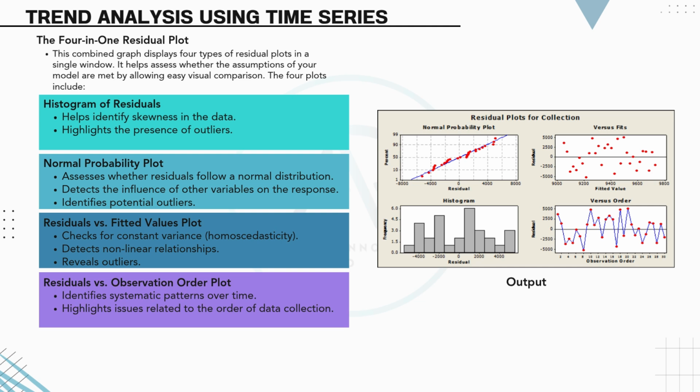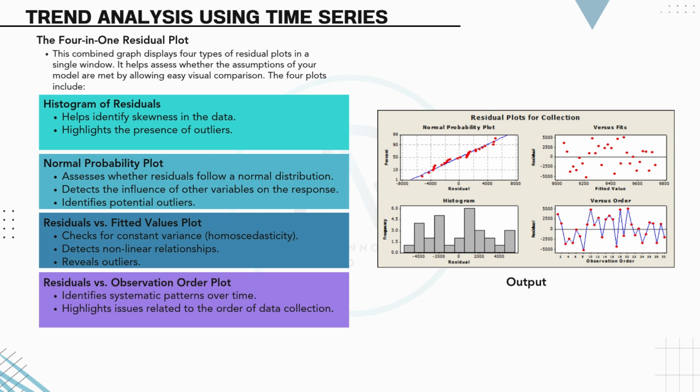1. Histogram of residuals. This helps identify skewness in the data distribution. It also highlights the presence of outliers that may distort the model's accuracy. 2. Normal probability plot. This is used to assess whether the residuals follow a normal distribution, which is a key assumption in many statistical models. It can also signal if other variables might be influencing the outcome, or if there are significant outliers.